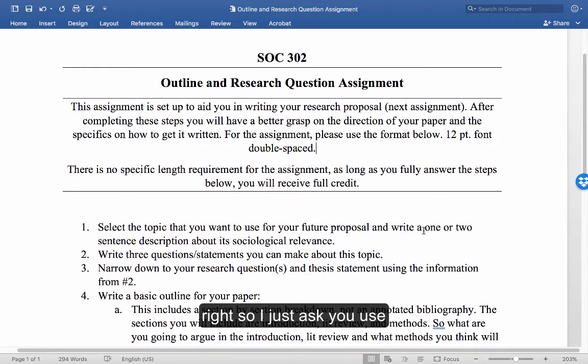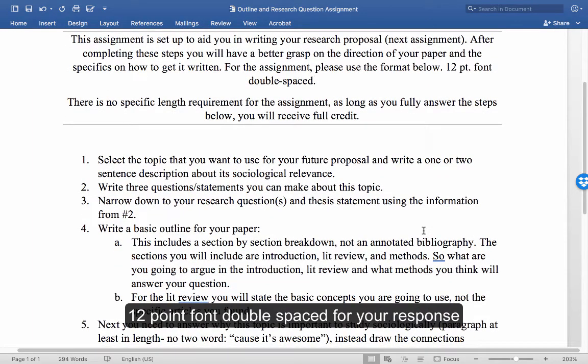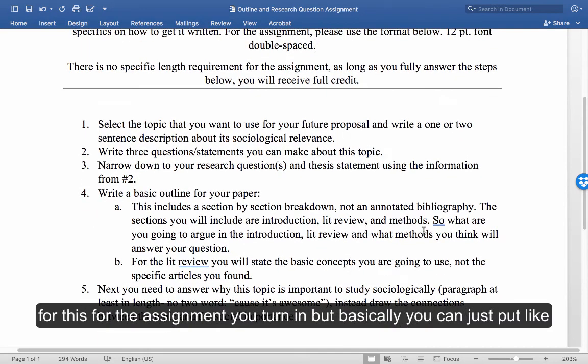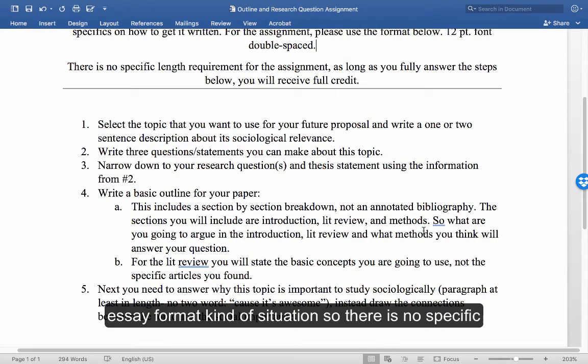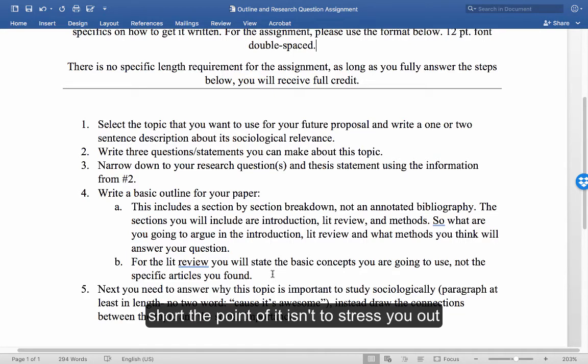So I just ask you use 12-point font, double spaced for the assignment you turn in. But basically, you can literally just put number one, number two, number three, whatever, right? It doesn't have to be an essay format kind of situation. So there's no specific length requirement. Just answer the stuff. That's all I'm looking for. It can be pretty short. The point of it isn't to stress you out.